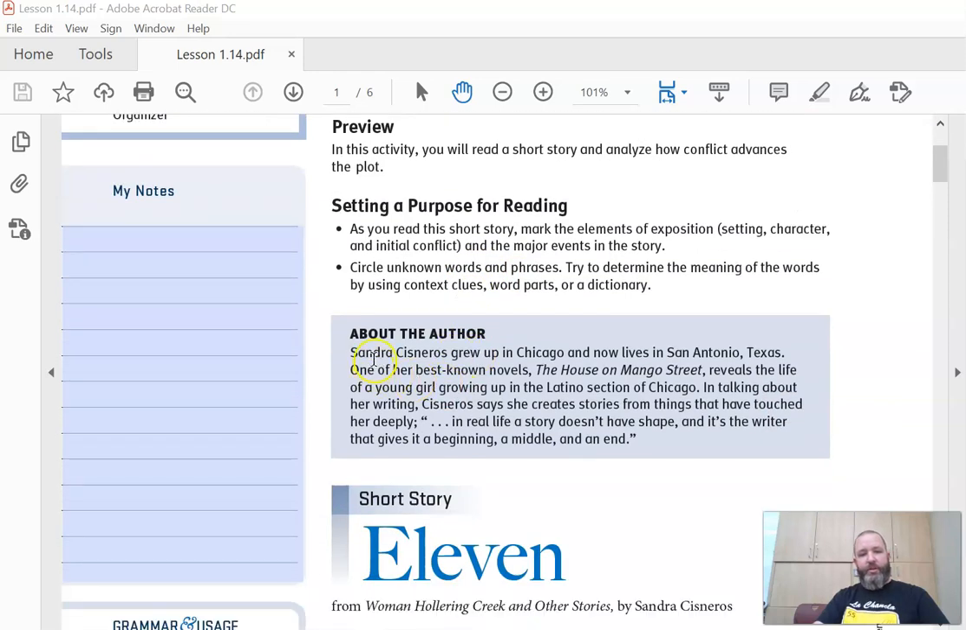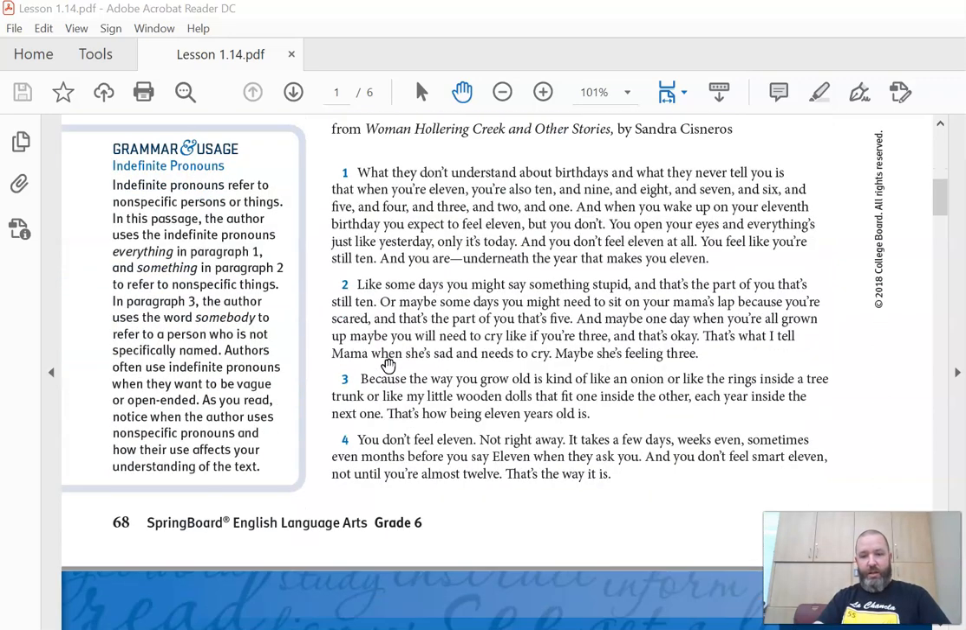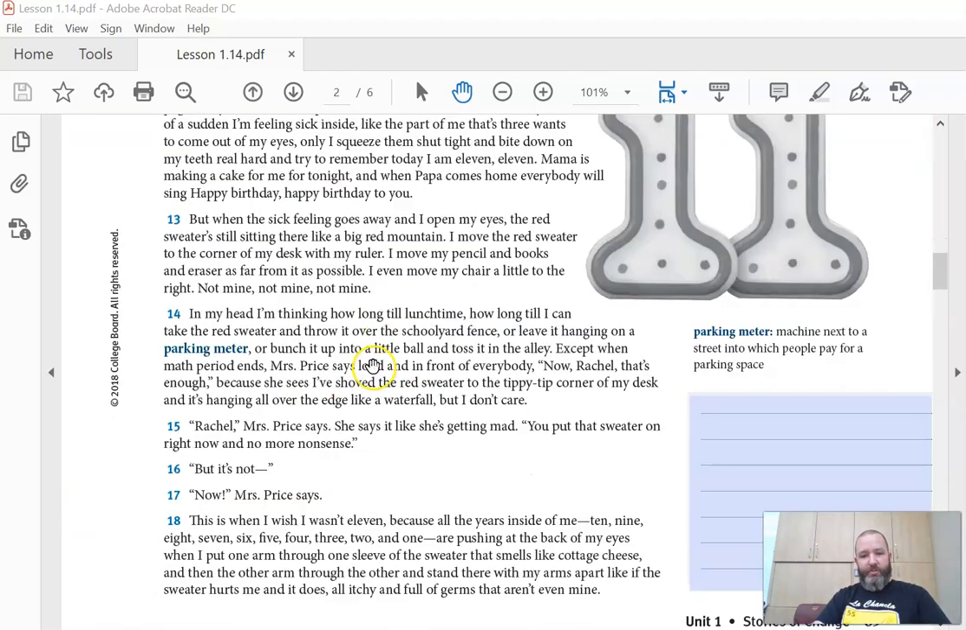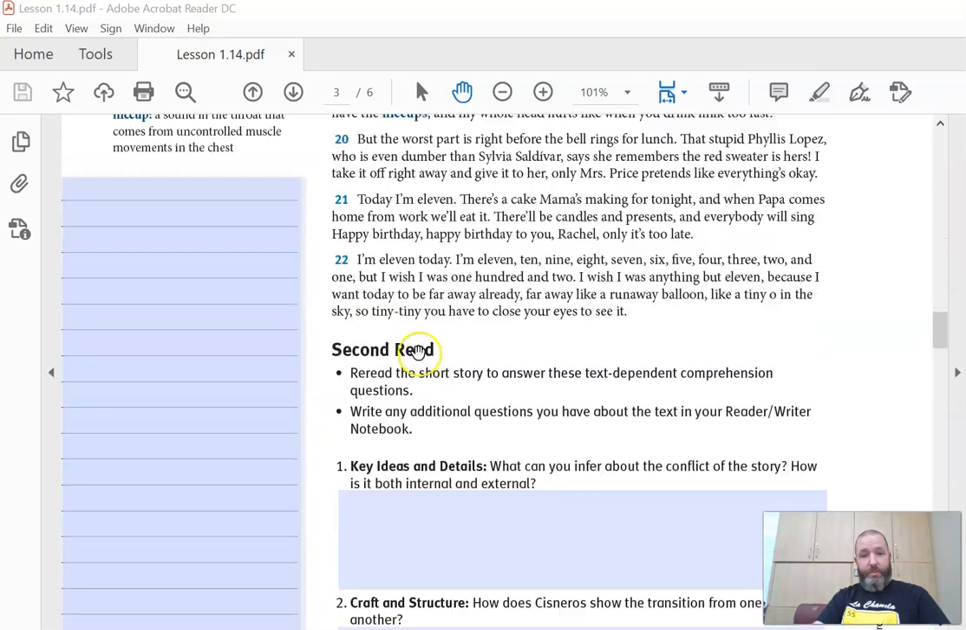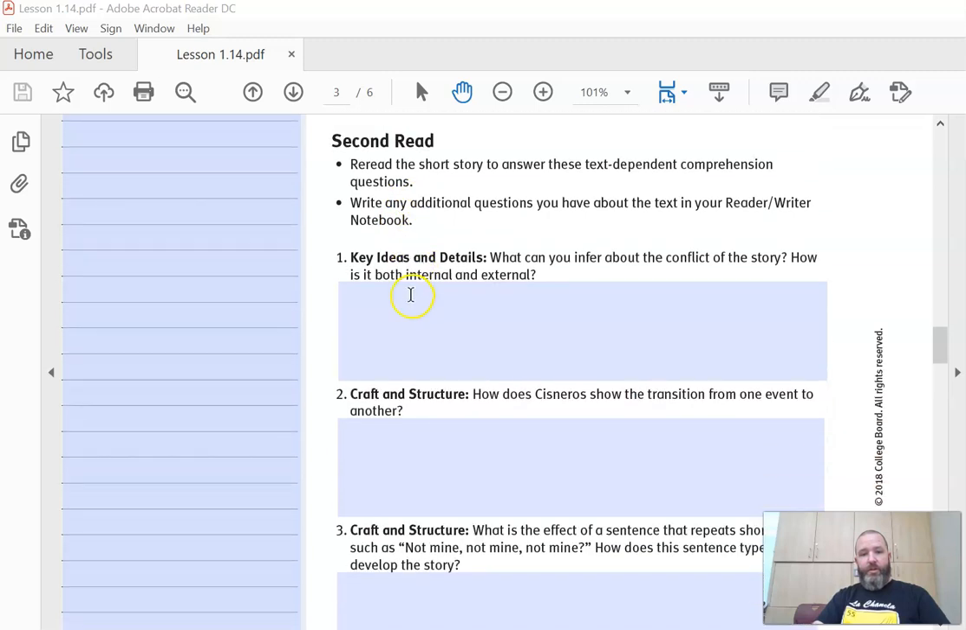So this is by an author named Sandra Cisneros, and the story is called 11. It's one of my favorites. Hopefully at some time we'll be able to read this one together. It's one of my favorite stories to read. So after you read the story, here's what you're going to be doing.